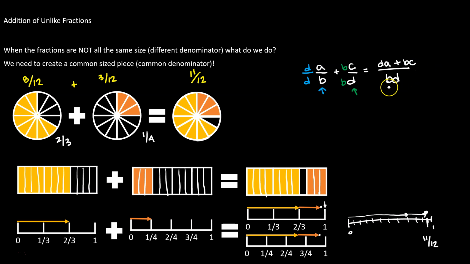Now, if BD is the least common denominator, then that makes work a little bit easier for you. If it is not the least common denominator and it's just a common denominator, a common multiple of B and D, then you're going to have to reduce the fraction at the end. And you might have to reduce the fraction when you're dealing with the LCD as well. Least common denominators can possibly save you some work, but sometimes you still have to simplify it after that.